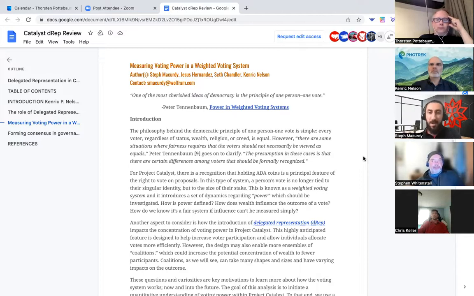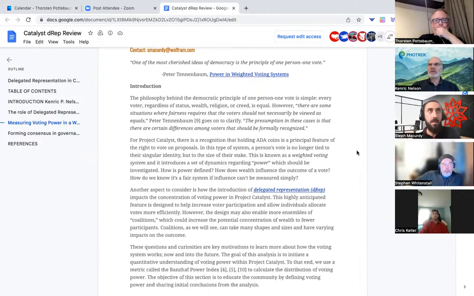But you also have a formal introduction coming with dReps, which is coalition formation. That potentially creates concentrated pools of voting power, and that has a variety of consequences on whose vote matters and when. And so to measure that actual distribution of voting power, we are using something called the Banzhaf power index.